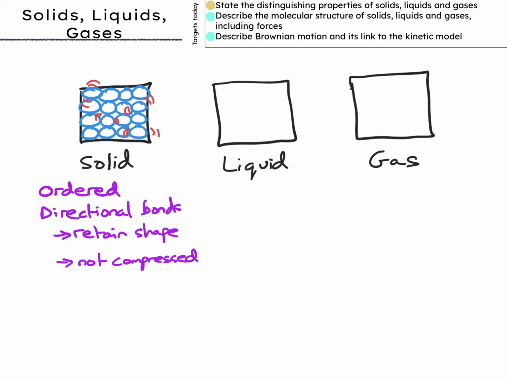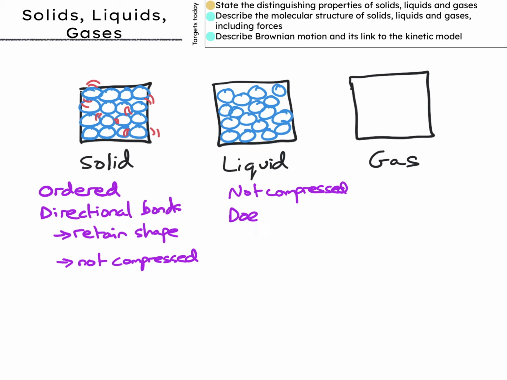Carrying on, here's my liquid. It can be tough to draw because I don't want everything lined up perfectly, but I also wanted to keep the particles in contact. That shows that the liquid cannot be compressed, but that the liquid does not retain its shape. It fills the shape of the container. As the particles can move, we should draw some arrows to show this in a few random directions. But there are forces between the particles keeping them together. They're just not as strong as the ones before.